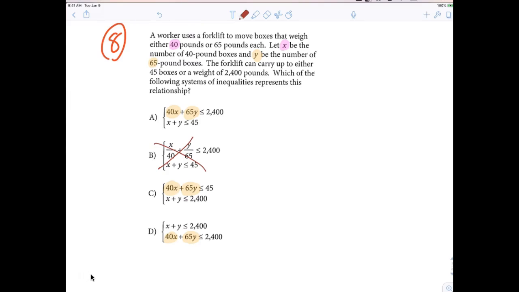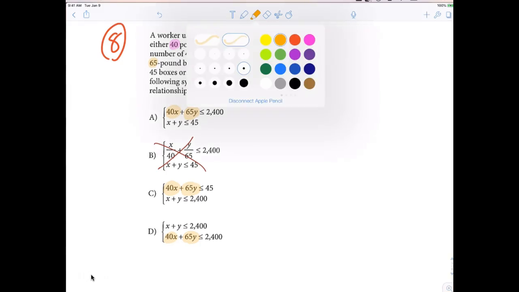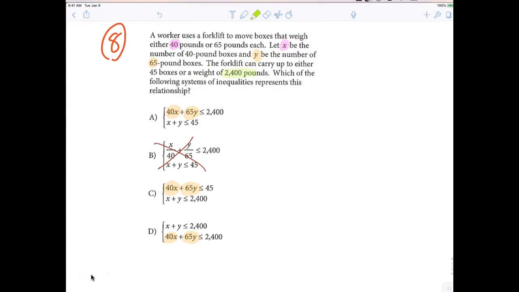Now, the weight is what? The weight is 2,400 pounds. Does everybody agree with that? Now, it says that the forklift can carry up to 2,400 pounds. So that means it's going to be equal or what? Yes. Right? Less than or equal to. So A is still a possibility. Is C a possibility? No, because it says the 45. So C is out.